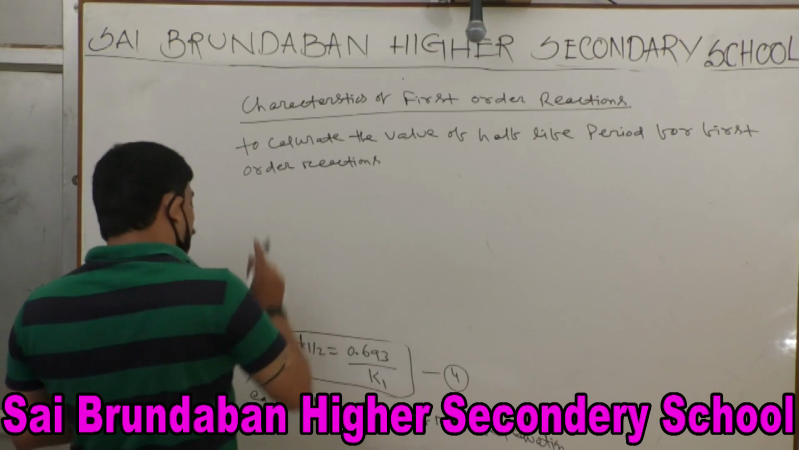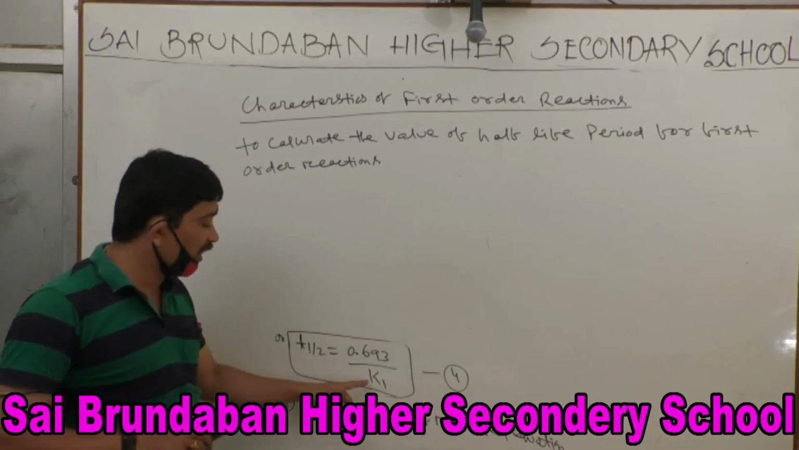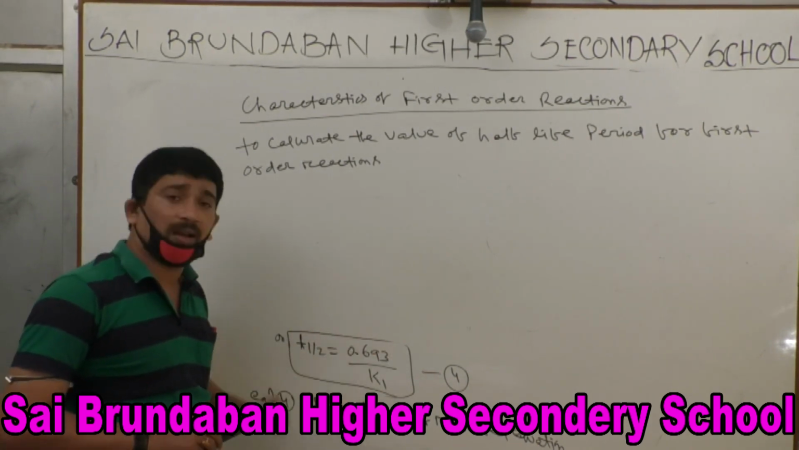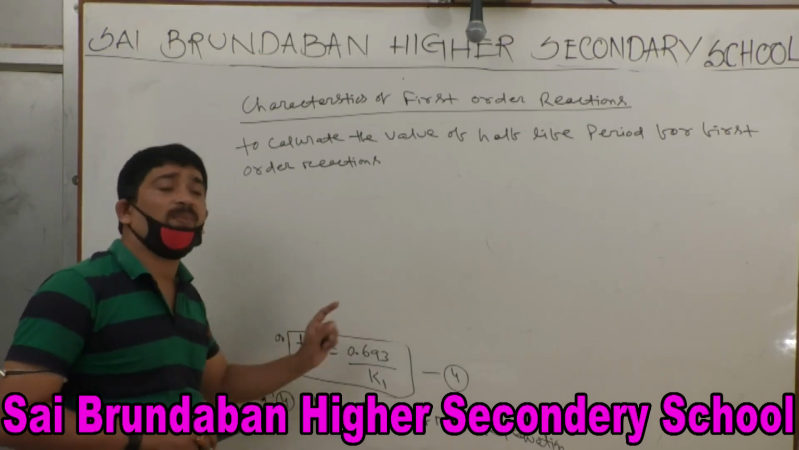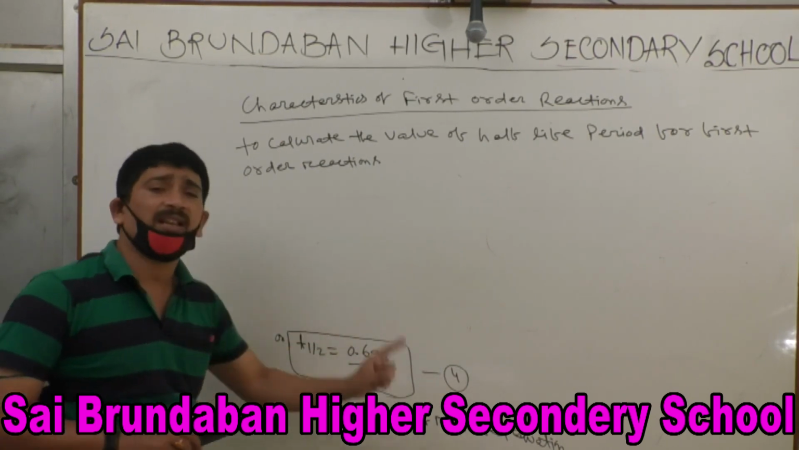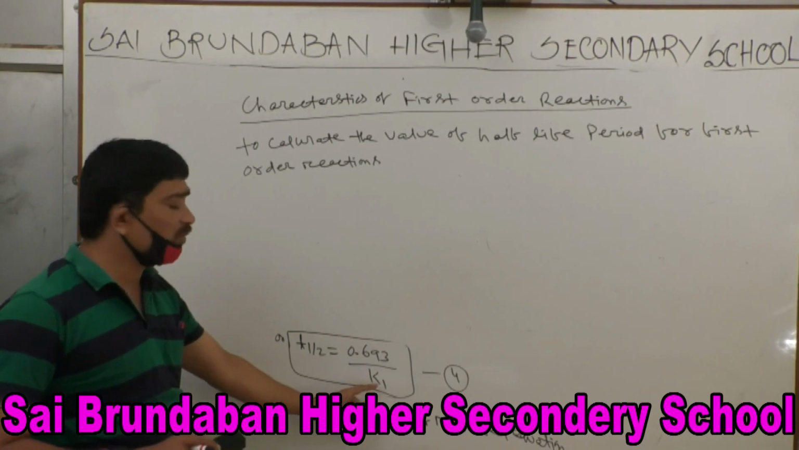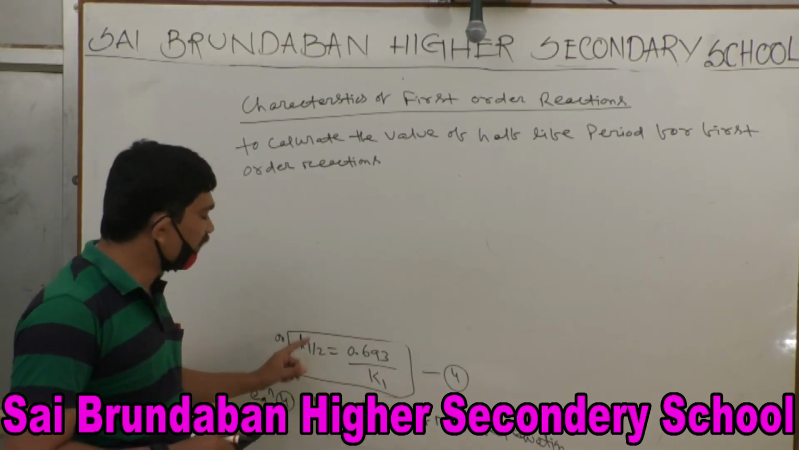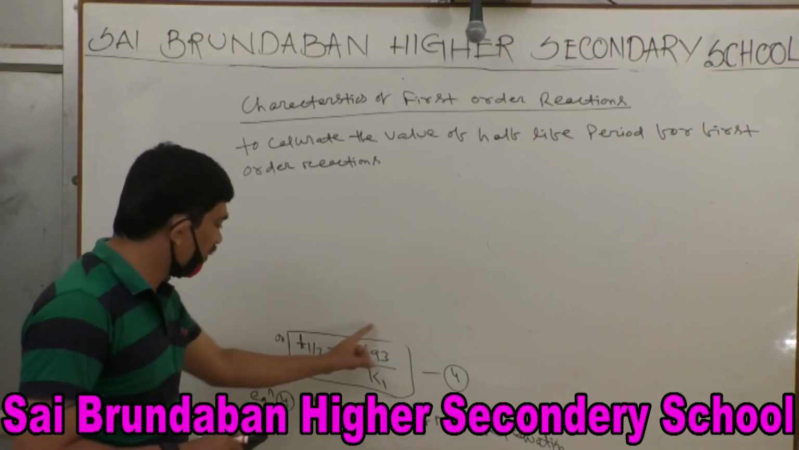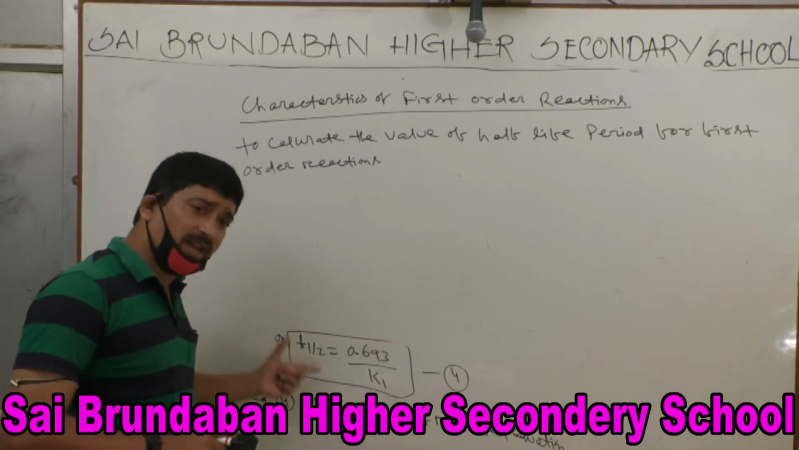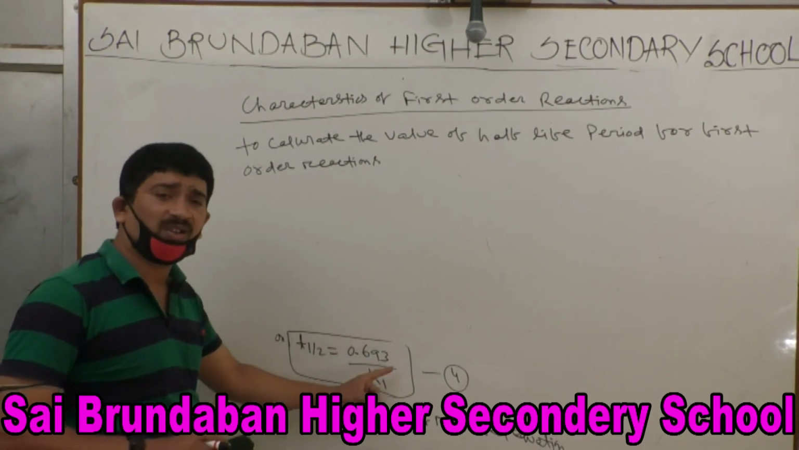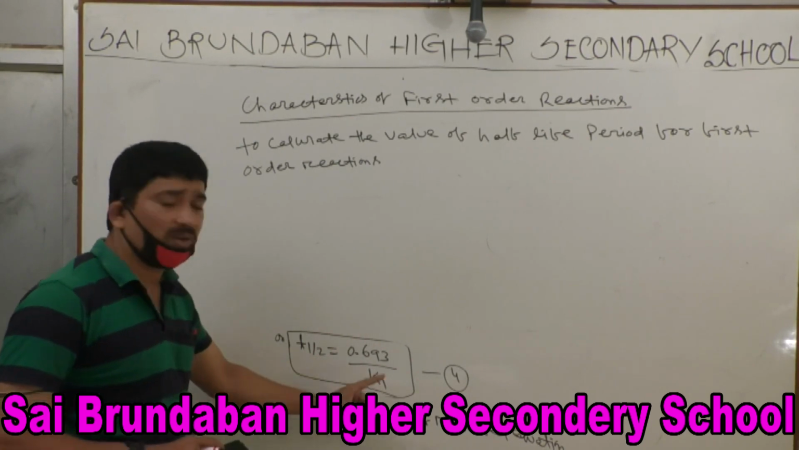Clear? From this equation you can observe one thing: T half is inversely proportional to K1, T half equal to 0.693 by K1. This equation indicates that half-life period of a first order reaction is independent of the initial concentration of the reactant, but inversely proportional to the rate constant. There is no concentration term in this equation, so half-life period of a first order reaction is independent of the initial concentration of the reactant and inversely proportional to the rate constant.